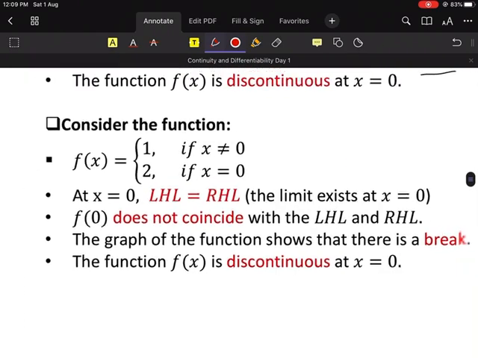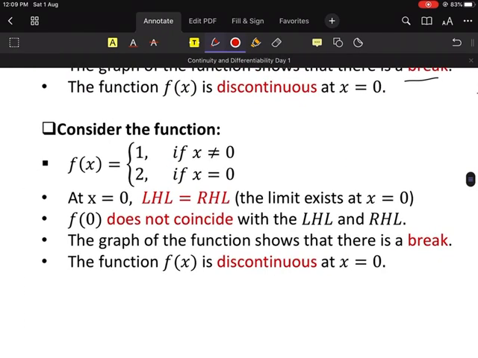Now let's move on to the second example, second problem. The second problem says, look at it very carefully. f(x) is equal to 1 if x is not equal to 0. Can anybody tell me what x not equal to 0 means?